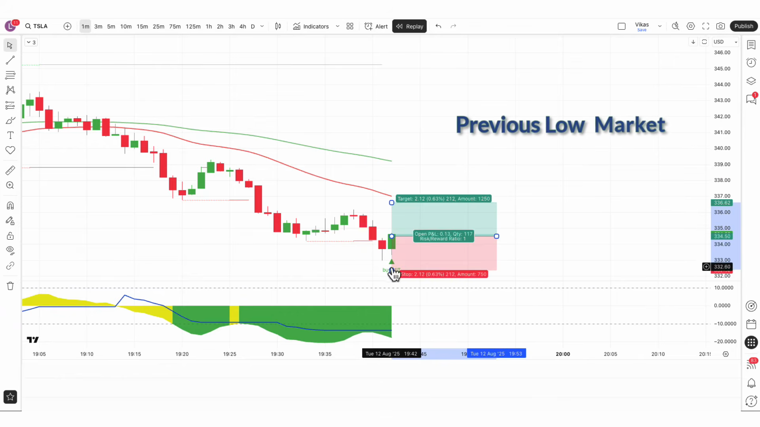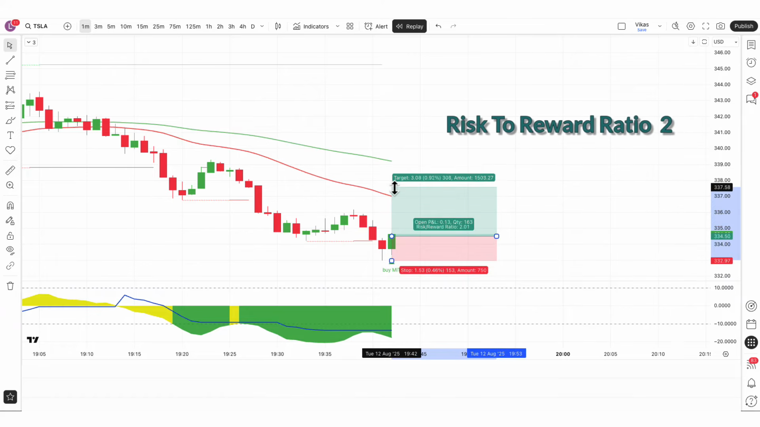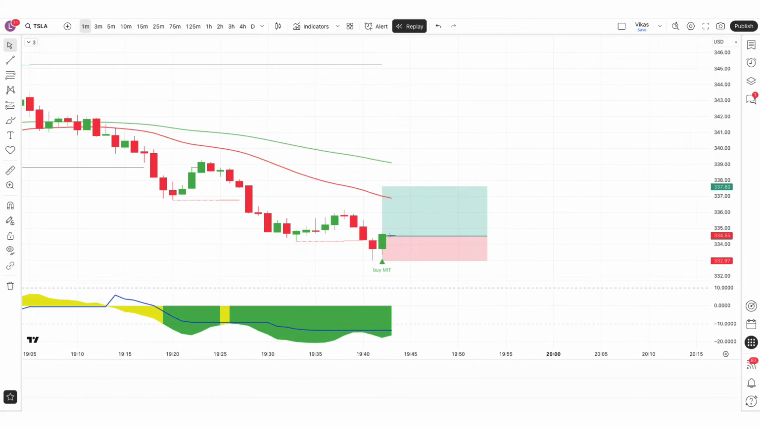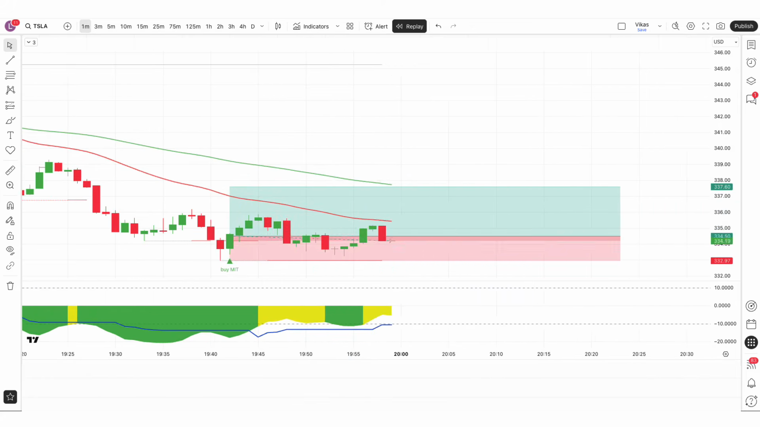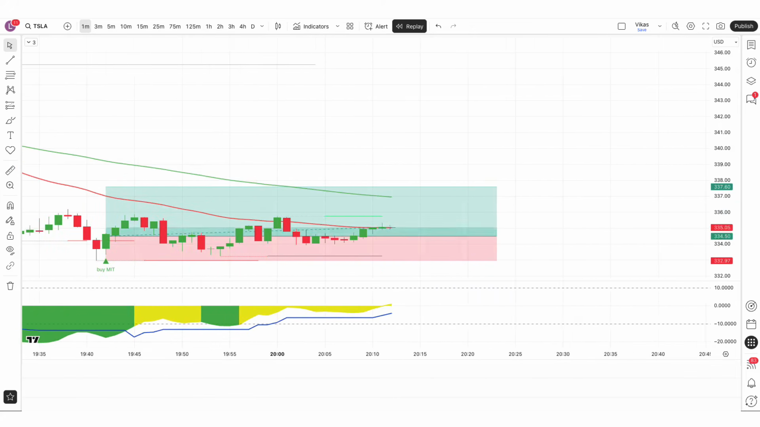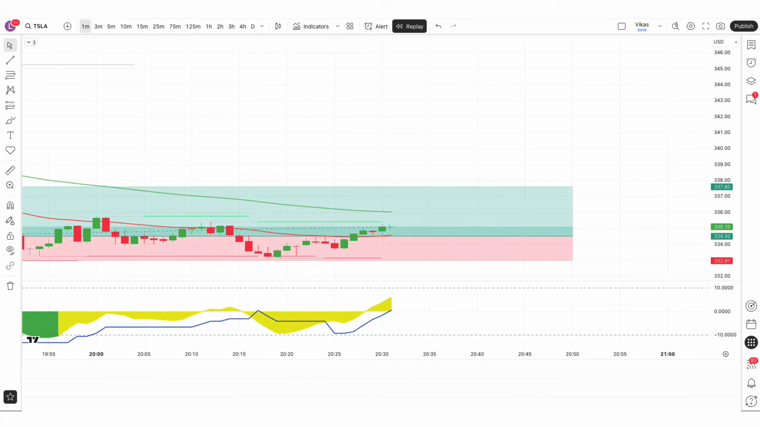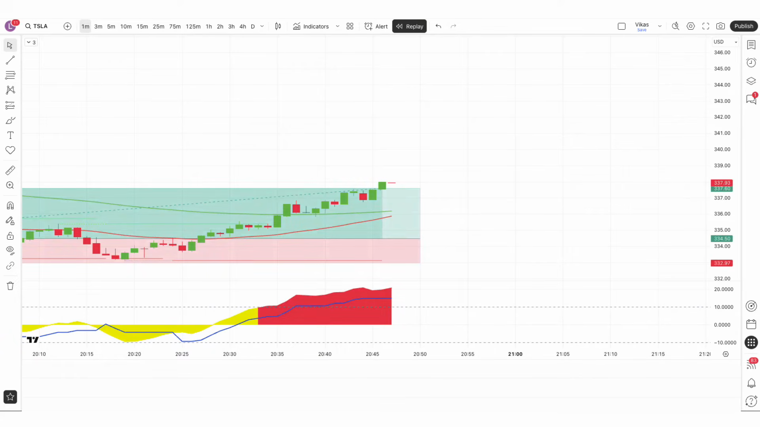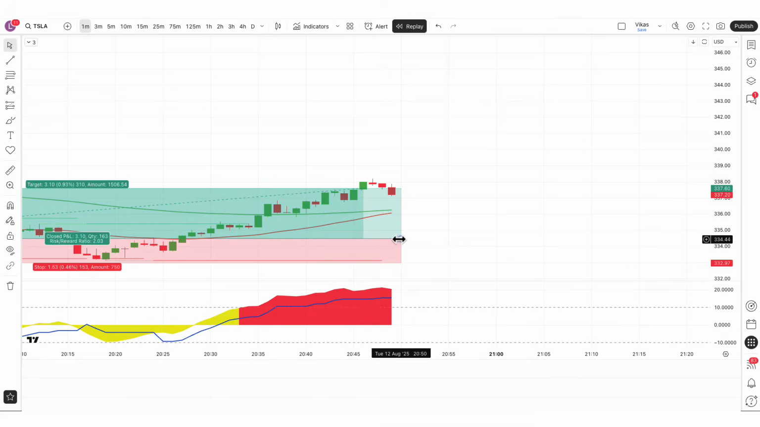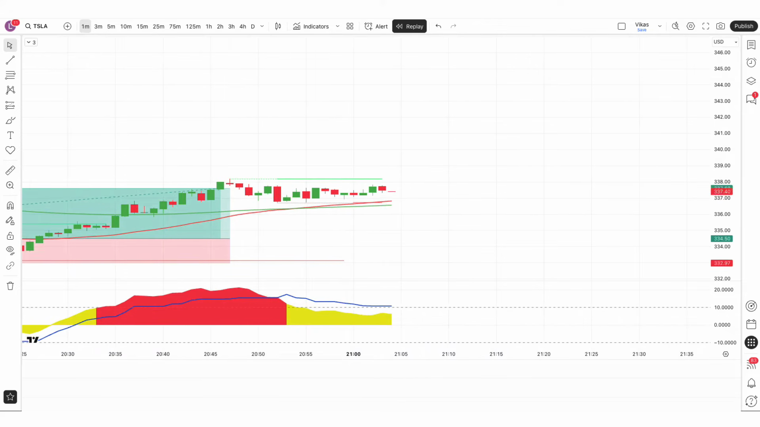Our stop loss is to be placed at the previous low of the market. And the risk to reward ratio will be 2. The market has completely hit the target. I hope you have understood this trading strategy. Let us now understand the short position.